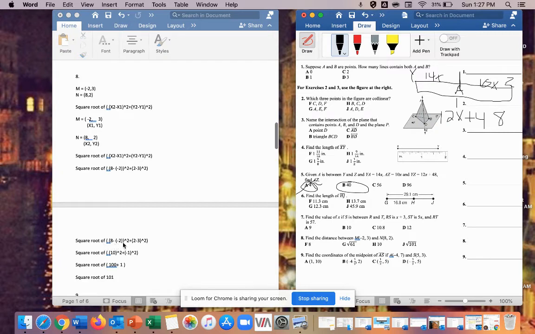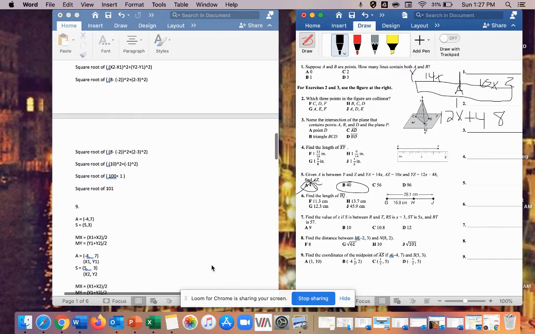So 8 minus negative 2 is going to come out to 10. Square root of 10 squared plus negative 1 squared, because 2 minus 3 is negative 1. So let me square them both. 10 squared is going to come out to 100. Negative 1 squared is going to come out to 1. And you add them together and you get the square root of 101, which should be J.